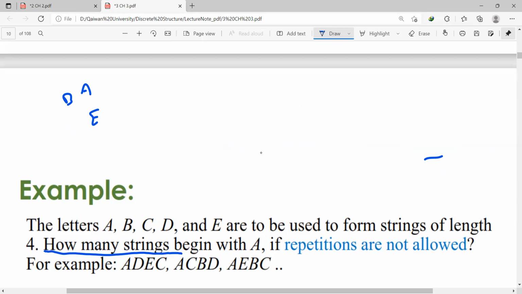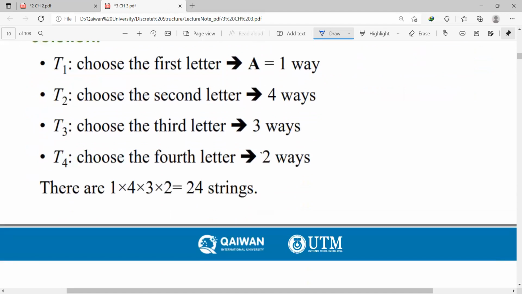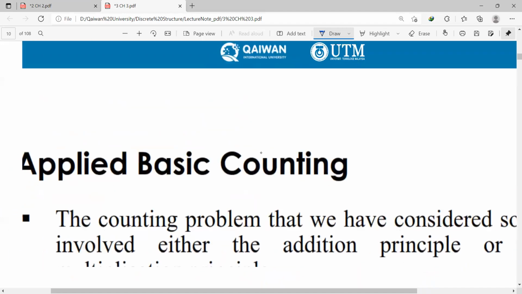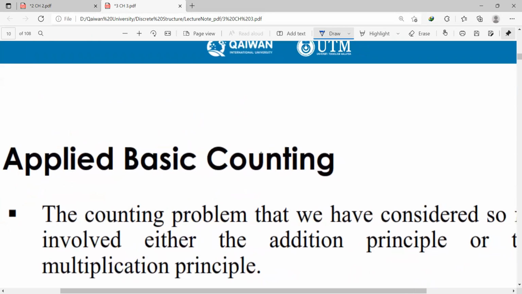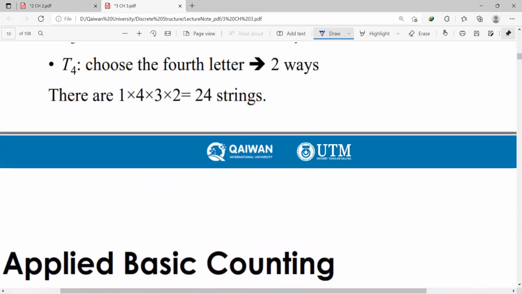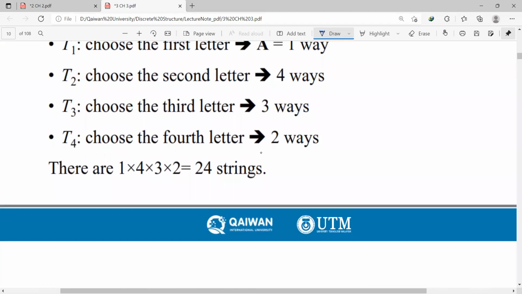If it's not allowed, it's solved here, and we also talked about it. Now we have applied basic counting. It's enough for today. For tomorrow, we start the next part of the chapter.